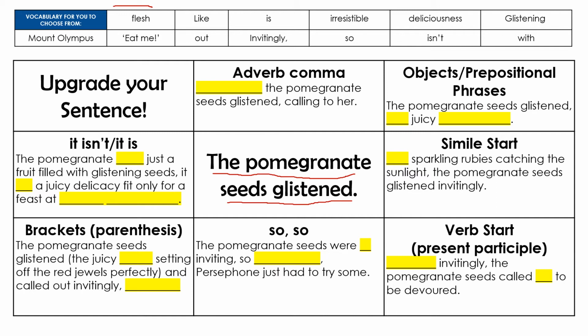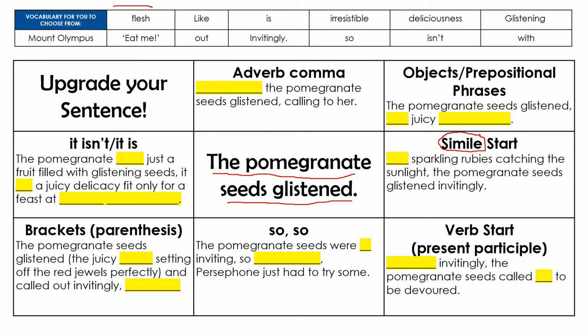Right, so I thought we could do a quick example together. I thought we would start with a simile because we've been doing so much work on similes. So I know that a simile always compares two objects. I'm going to read the sentence first. Sparkling rubies catching the sunlight, the pomegranate seeds glistened invitingly.